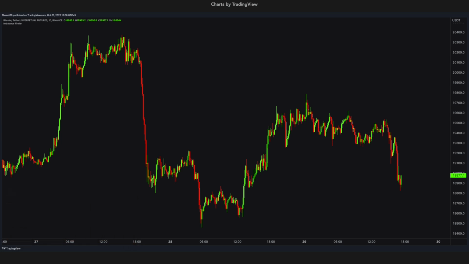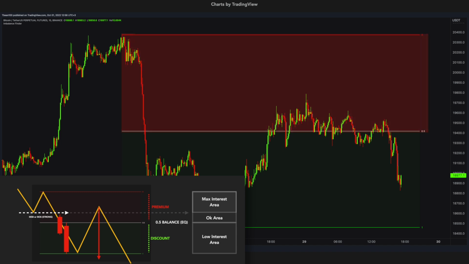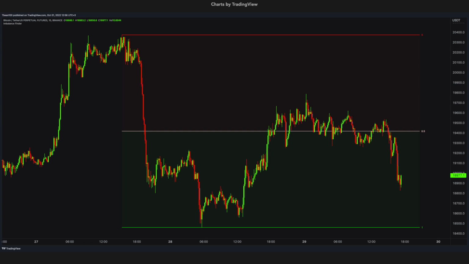The first thing I was looking for is if the price is expensive to short or cheap to buy. I mostly look for short trades nowadays. So, I look for premium zones to short the assets. The second thing I looked for was any recent stop-loss hunts.